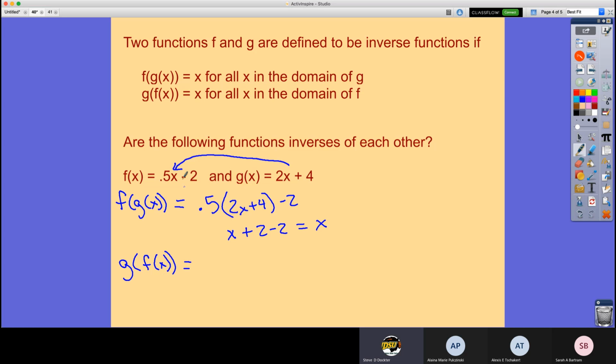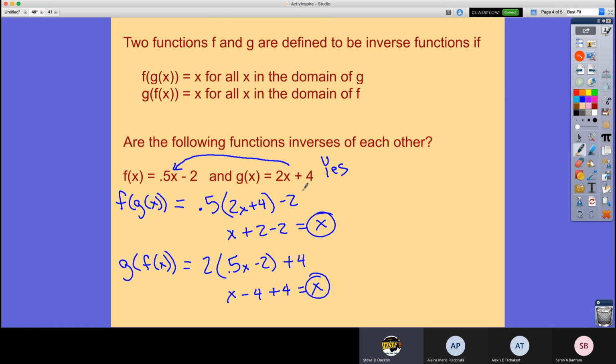All right, so we're going to plug the f function into the g function wherever we see an x. And then we run our 2 through there. So we get x minus 4 plus 4. We get an x for that one also, because we got x for both of these. The answer is yes. Okay?